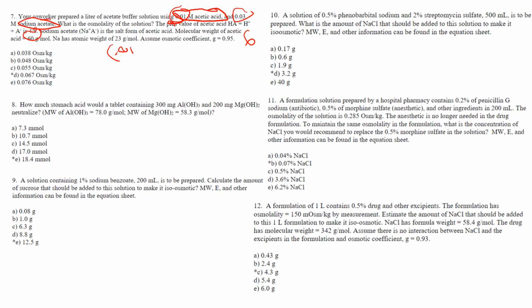So we can do 0.01 plus 0.03 of our sodium acetate. But since we have to multiply this by 2, right? Because 2 components, sodium and acetate. So we can multiply this by 2. And then we simply finish this off by osmotic coefficient again is 0.95. So multiply all this by 0.95. And when you do that, you get around 0.067.